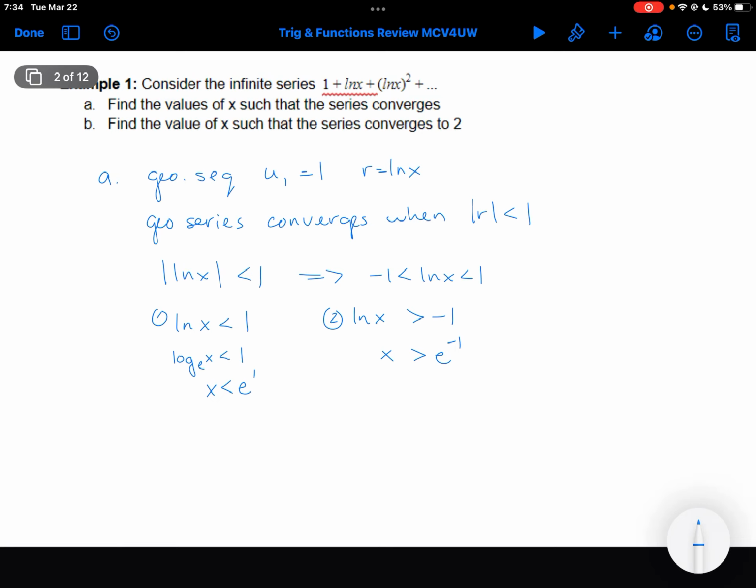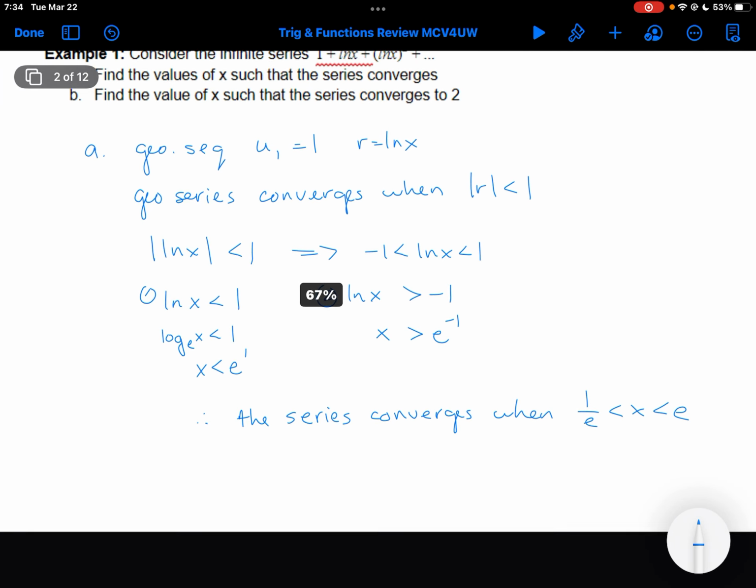All right, so now I need to figure out when the series converges by combining those two. So then I would say, therefore, my series converges when my x value is in between 1 over e and e.